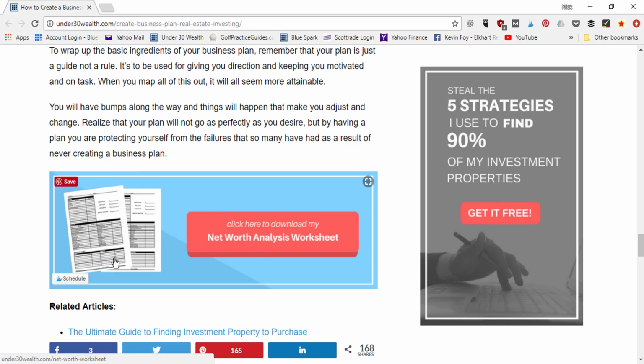It's a net worth sheet that's going to have you put in all your different assets, your liabilities, your income, your monthly expenses. So you're going to get a cash flow picture of how much money you're currently making and how much money you're spending each month.